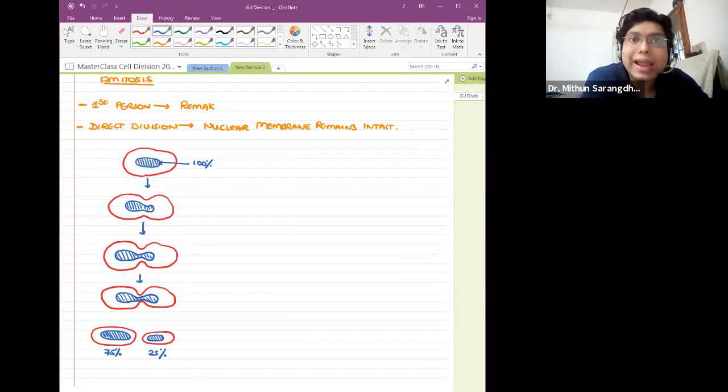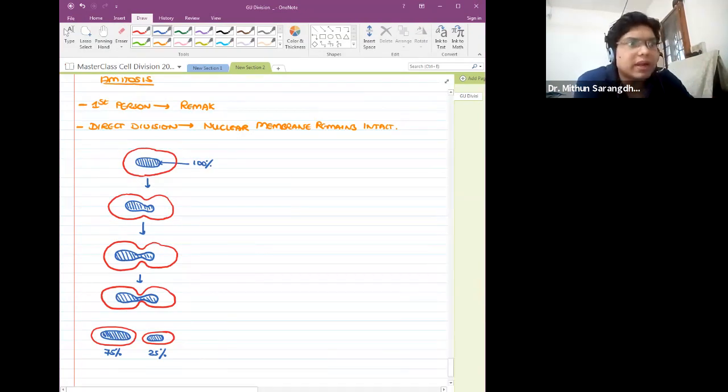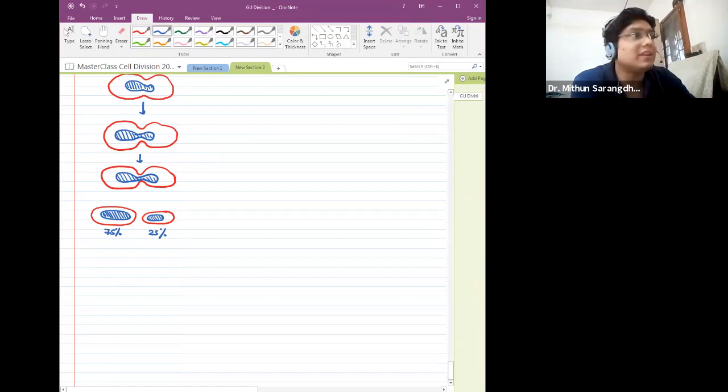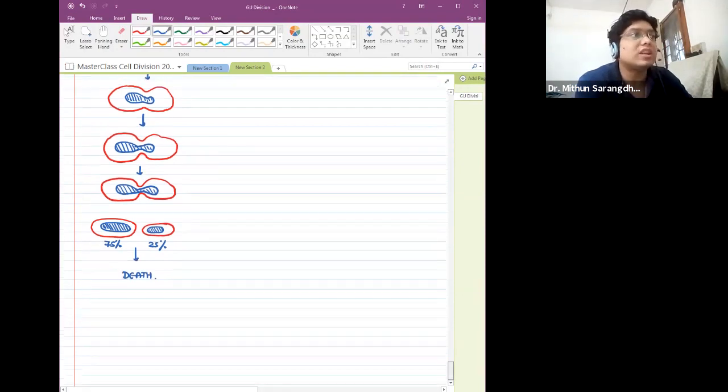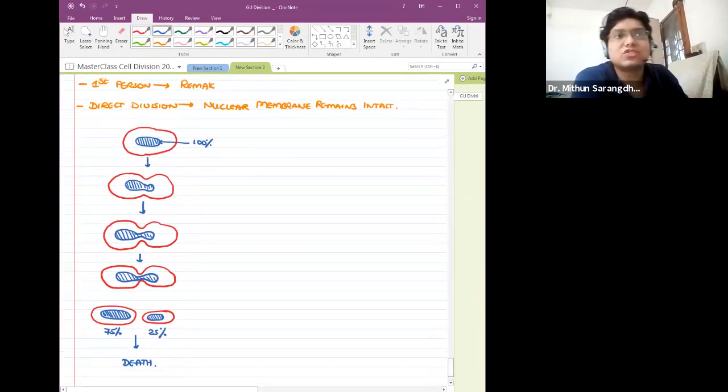No. Why? Because even if you say that one cell has got 75% of the nucleus and it should survive, what if the essential genes are not present? What if the genes for respiration are not present? What if the genes for carrying out daily activities are not present? Then what is the use of such DNA? Ultimately, this is going to be deadly, and this is going to result in the death of the cell. That is what is going to happen.